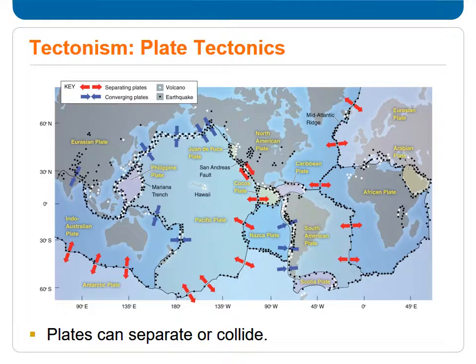The crust is broken into plates. The map shows the distribution of Earth's tectonic plates. There are 7 large plates and a number of smaller plates. Continental drift and plate tectonics describe the movement of those plates.